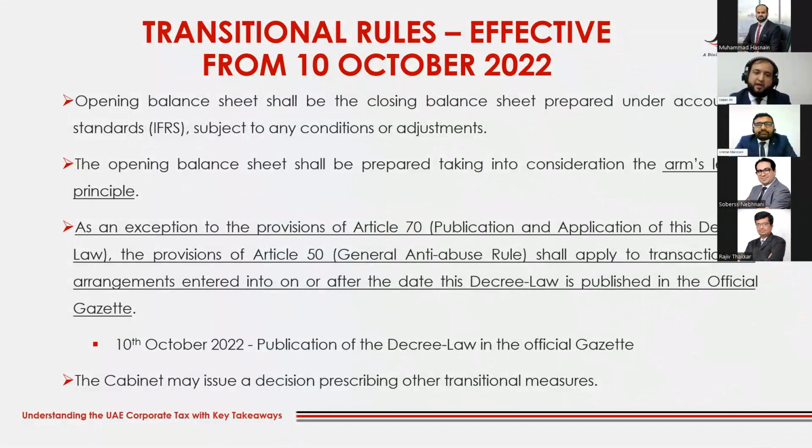If a company is trying to change a tax period, or is making a deliberate change in the shareholding, then the provision of Article 50, which is known as GAR, can be applied. I will explain this GAR in the next slide. The next point is that the Cabinet can also issue a decision on other transitional measures, which has not been published yet.